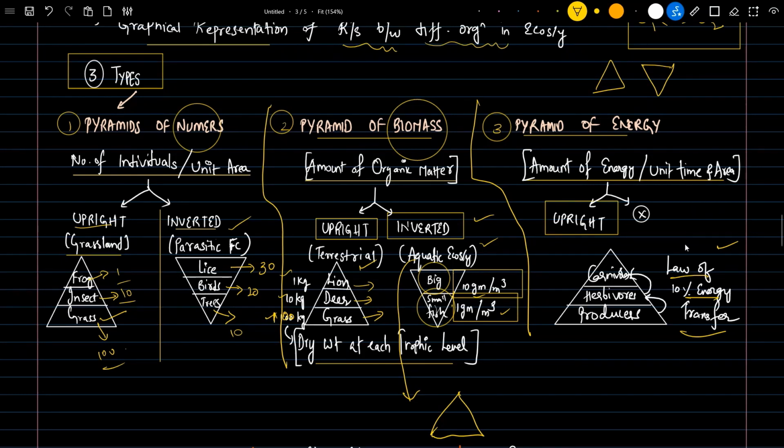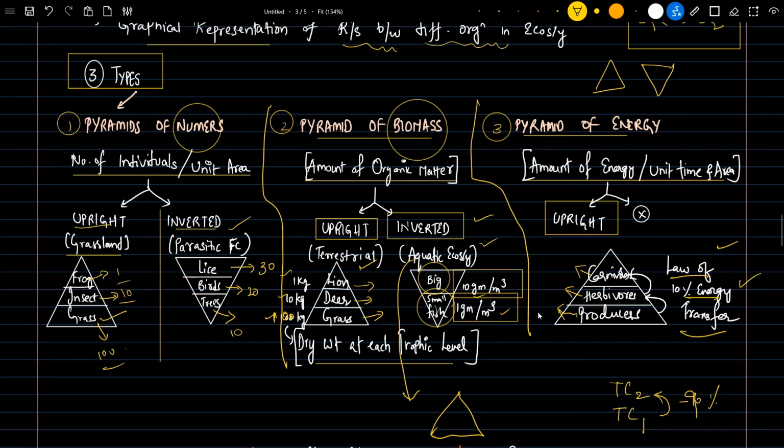Whenever we are moving from one trophic level to another, so this is trophic level 1, this is trophic level 2, there will always be a loss of at least 10 percent of energy. So when we are moving from producers to herbivores to carnivores, there will always be a loss, so 90 percent will be lost and only 10 percent will be transferred.